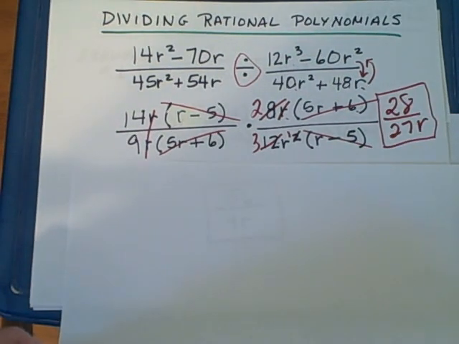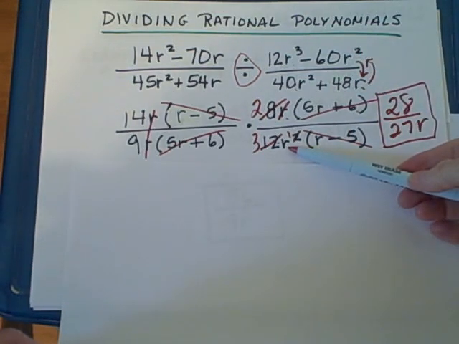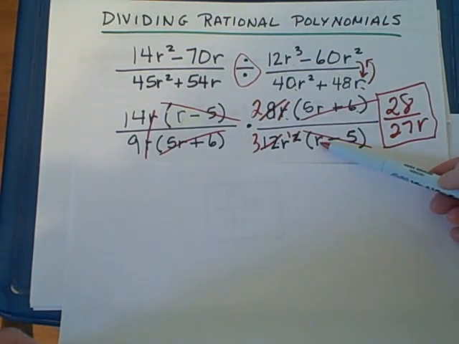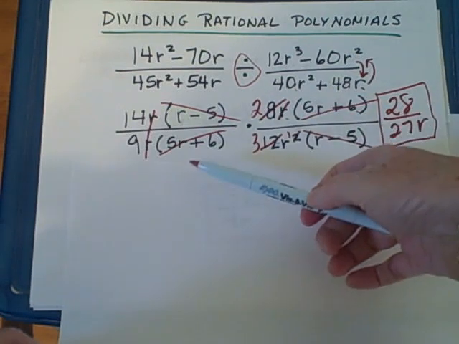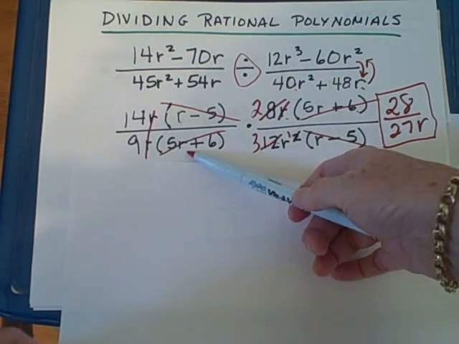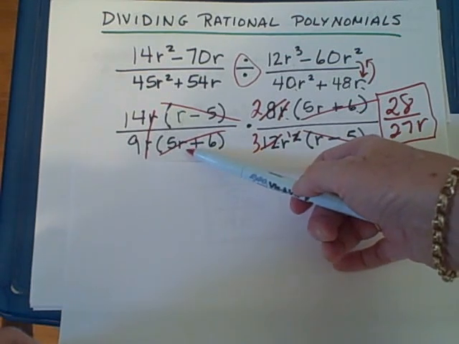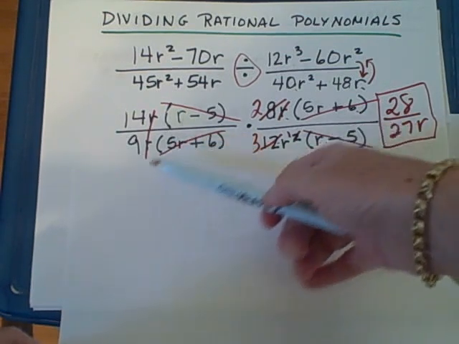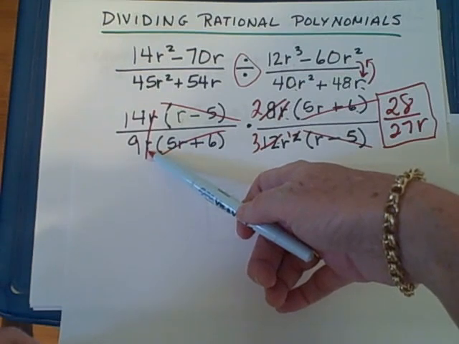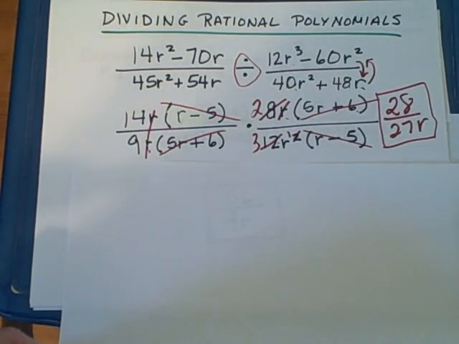Now, what would our excluded values be? Well, looking here, we can't have r be 0. We can't have r be 5. And we cannot have r be negative 6 over 5, because negative 6 over 5 would cause this to be 0. And we already said we had to exclude 0. So our excluded values are 0, negative 6 over 5, and 5.